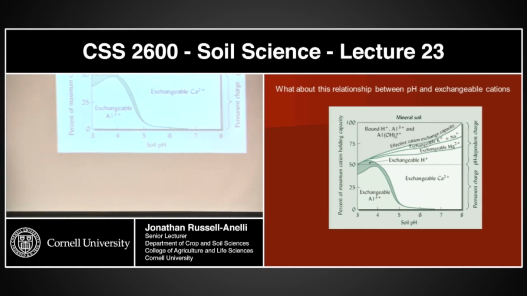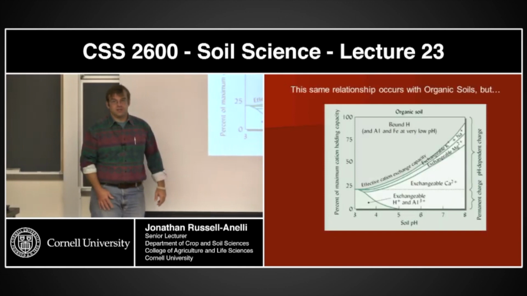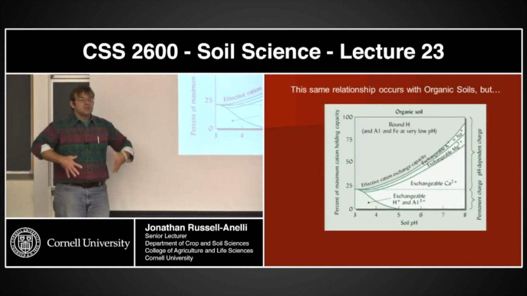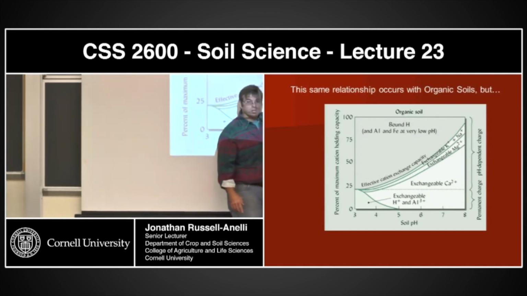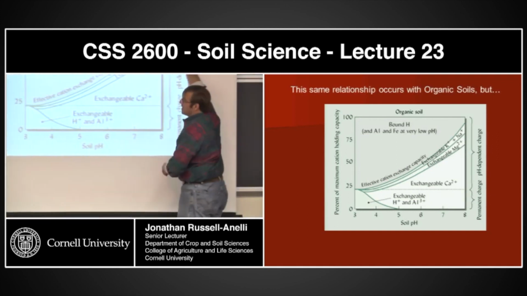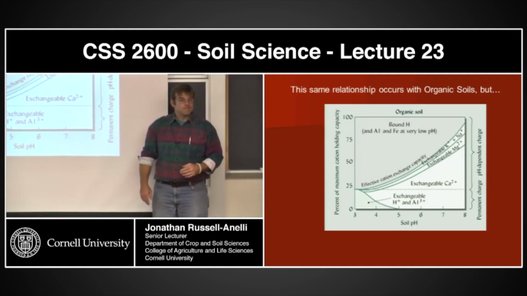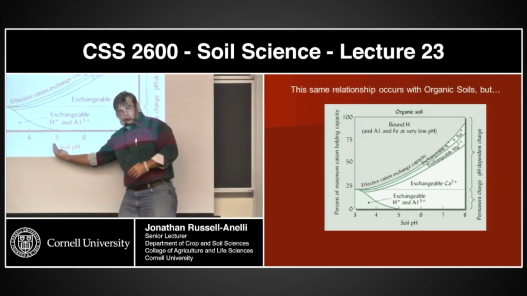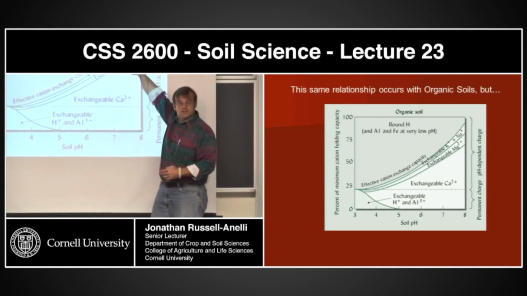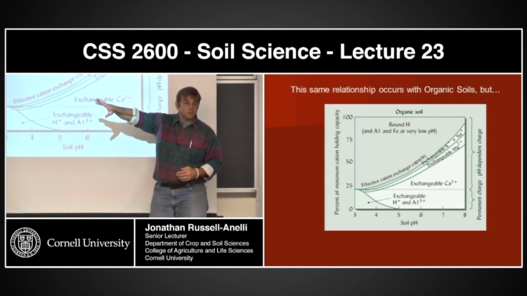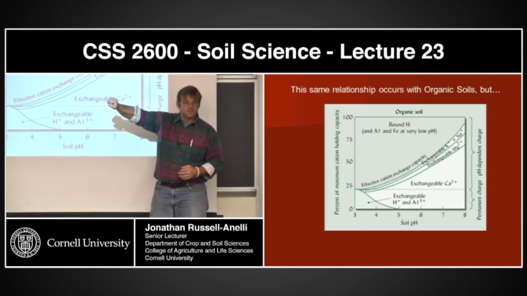Now, what happens when I start adding organic material in here? Organic material has a much, much larger pH-dependent charge associated with it. Here's the permanent charge right here, everything below that. Everything above that is pH-dependent. So as my pH increases, my effective cation exchange capacity increases, hugely affecting those pools. Okay, questions?